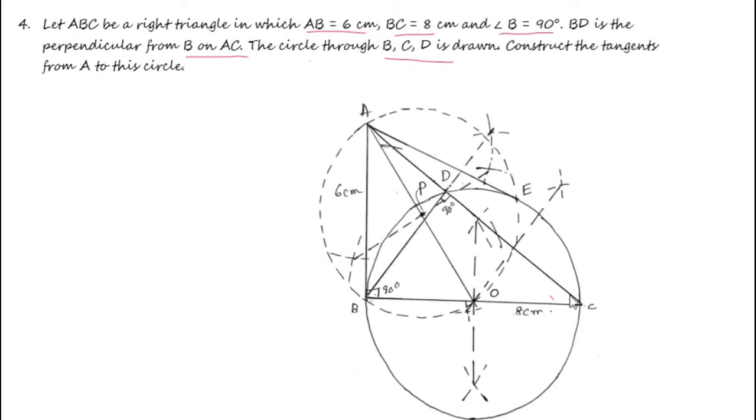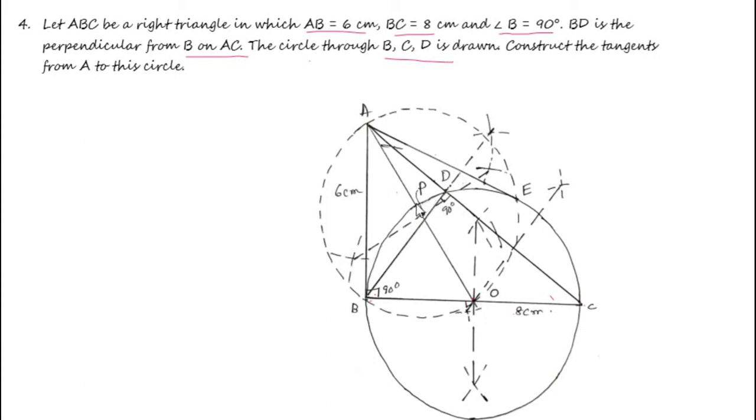Now through B, C, D draw a circle. Given a triangle, how to draw a circle circumscribing all the three vertices? Draw perpendicular bisectors of any two sides. This is the perpendicular bisector of this side. This is the perpendicular bisector of this side. These two perpendicular bisectors meet at this point. From this point, take OC or OB as the radius and draw a circle. This is the circle drawn from the point O here.